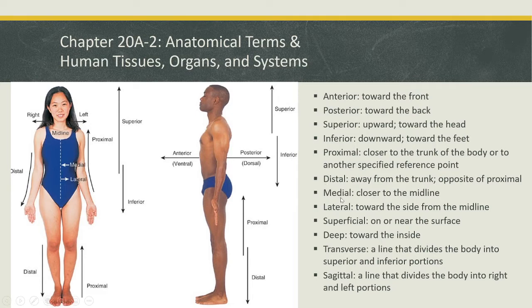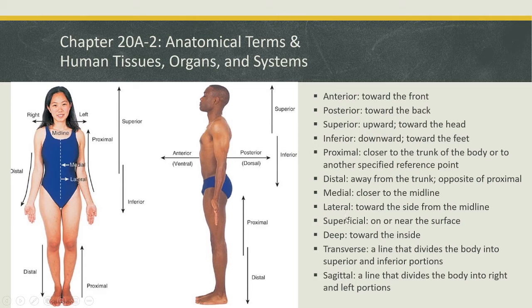Okay. Then next after proximal and distal, so you can see most of these come in pairs: anterior versus posterior, superior versus inferior, proximal versus distal. Next we have medial. Medial means closer to the midline. So this is the midline right here, okay? And so medial will be closer to the middle, and then lateral will be toward the side of the midline, or farther away from the midline.